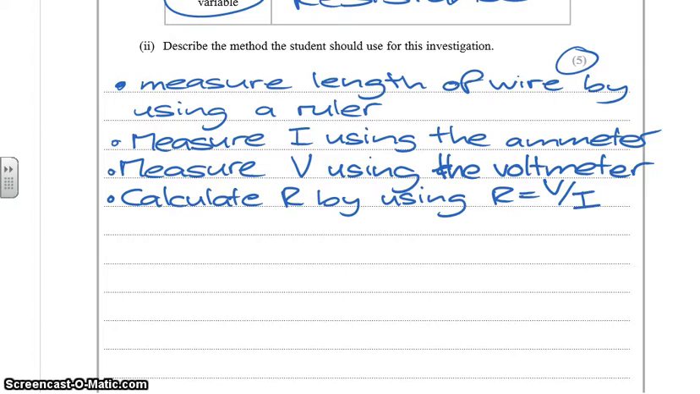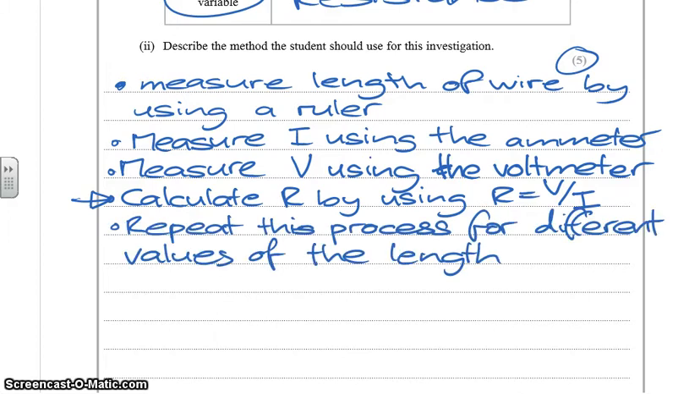After you've measured the voltage and the current, the obvious thing to do is to calculate R, although in the mark scheme there's no mark given for this bullet point, I think it's certainly part of the method. After you've done that, you'll have 1 data point, so the next thing to do is to repeat the process for different values of the length. So you're changing the independent variable and making more measurements of the dependent variable.